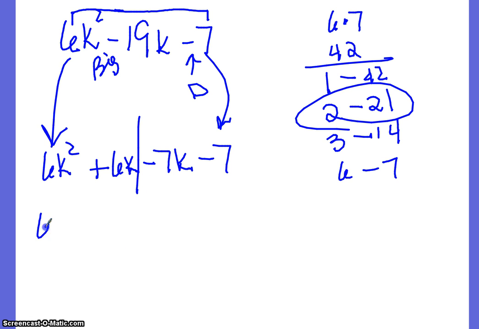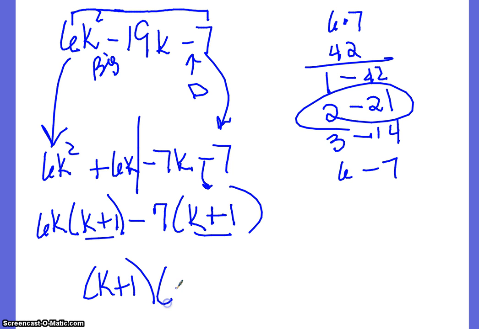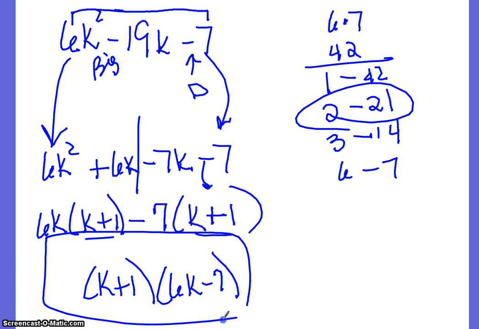The first two both have a 6 and a k, and it leaves you 6k plus 1. Pull down your minus. The last two both have a 7, and it leaves you a k. Remember, if you pull a minus down, you change the sign to a plus. Change it to the opposite of what it was. K plus 1. These have to be the same. They are. That's part of my answer. And then 6k minus 7 is the other part, because that's what I had pulled out.